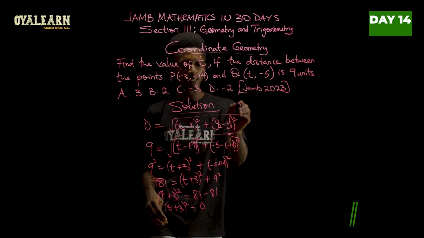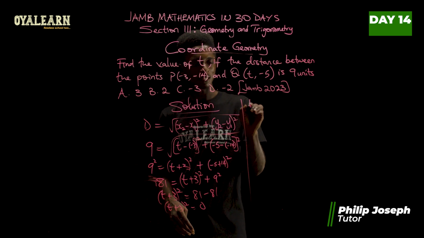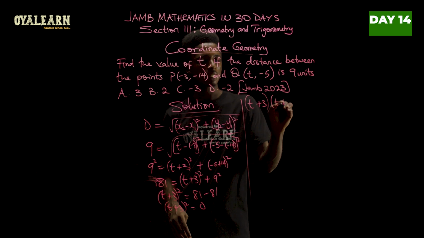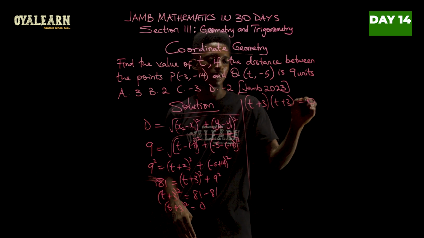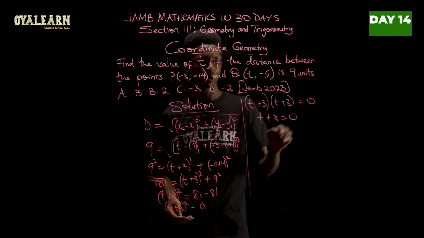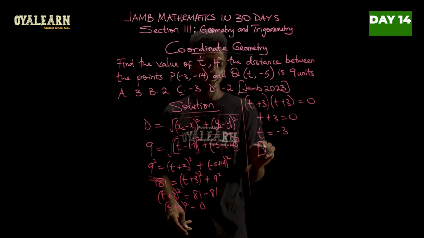Now this is a quadratic. So, if we work with this, that means that t plus 3 equals 0. So since they are the same thing, we just say t plus 3 equals 0, which implies that t equals minus 3. So the correct option is C.